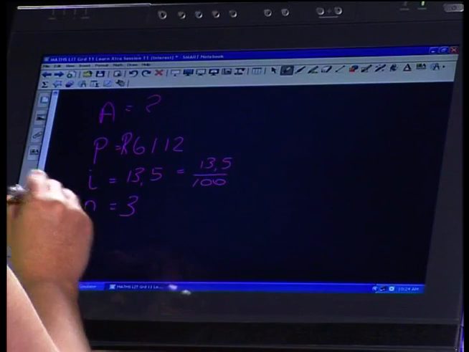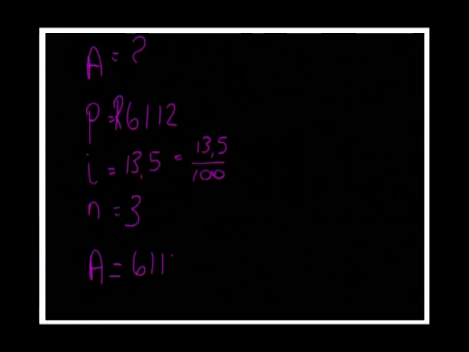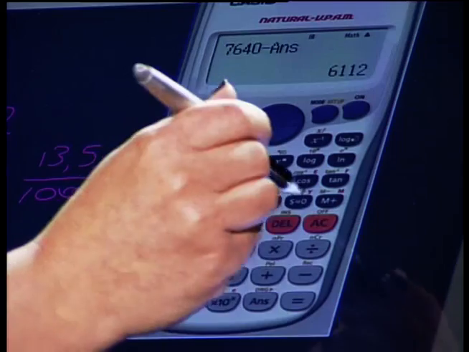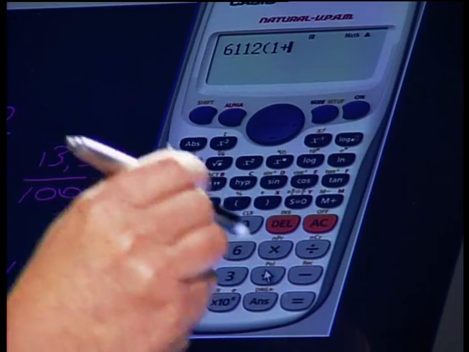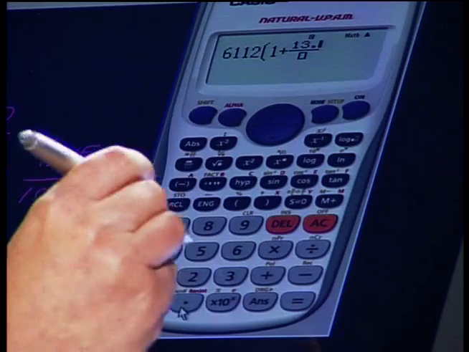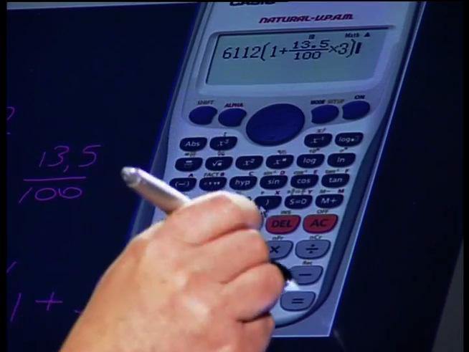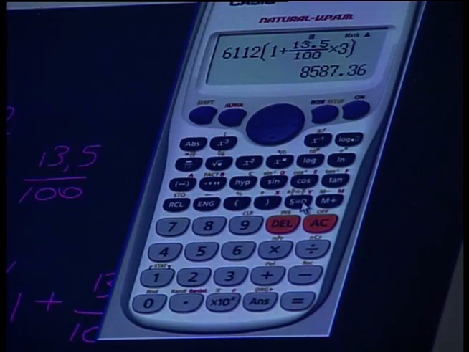And now that I've got all the information, all I need to do is calculate what A is. So we're going to type that into my equation. 6112, open brackets, 1 plus 13.5 over 100 and times my 3. Right, and now let's use a calculator to get that answer for us. So it was 6112, open brackets, 1 plus my fraction, 13.5, divided by 100, times by 3 years, and we see that she has to pay back 8,587 Rand and 36 cents.